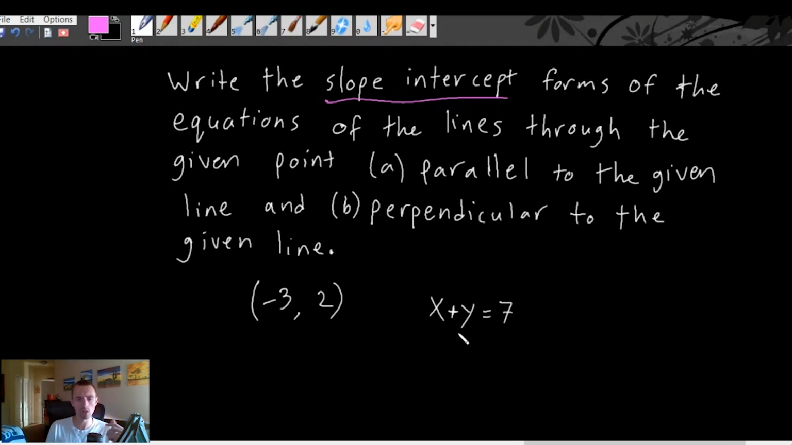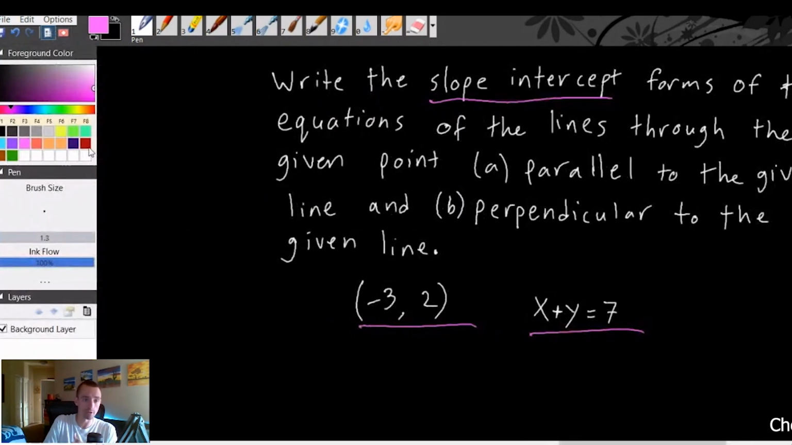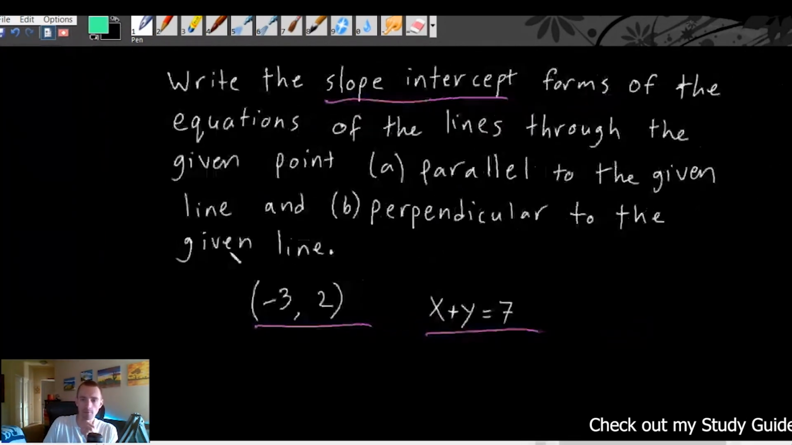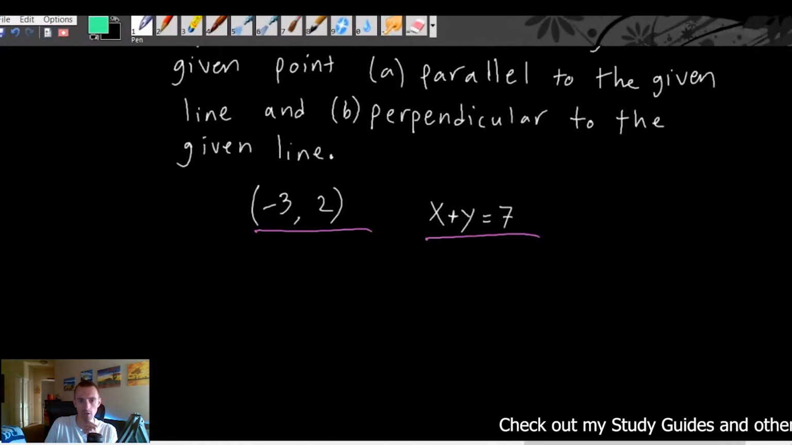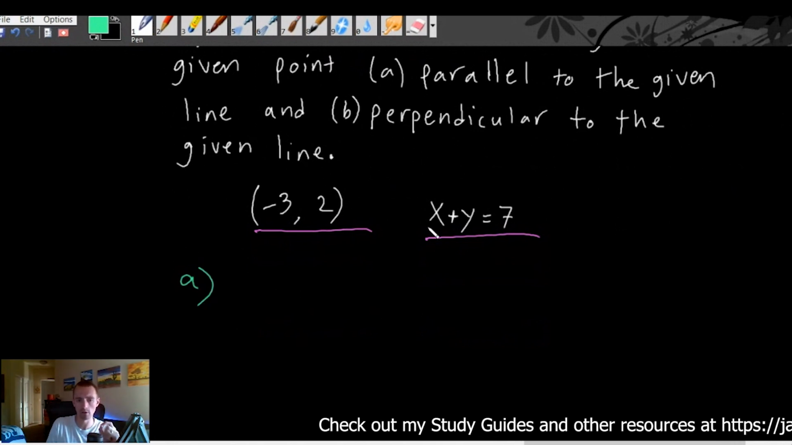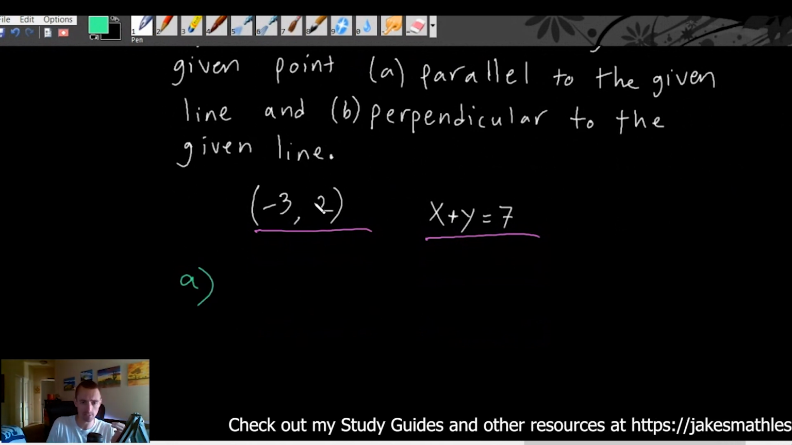Okay, so we're given two pieces of information. We are given a line and we're given a point. We need to come up with two different line equations, two different parts to this problem. We'll talk about them separately. So let's start with part A. Part A says we need to find a line that is parallel to the given line and it has to go through this point.